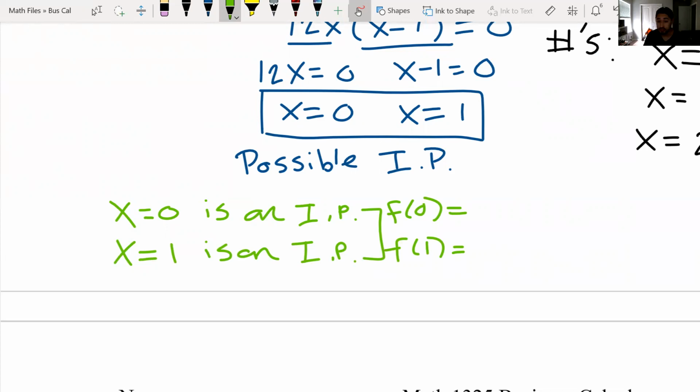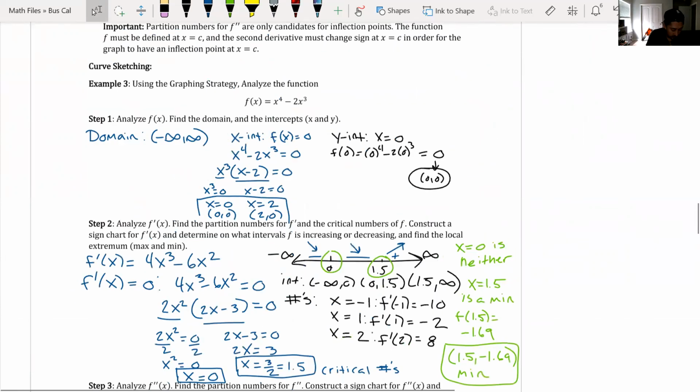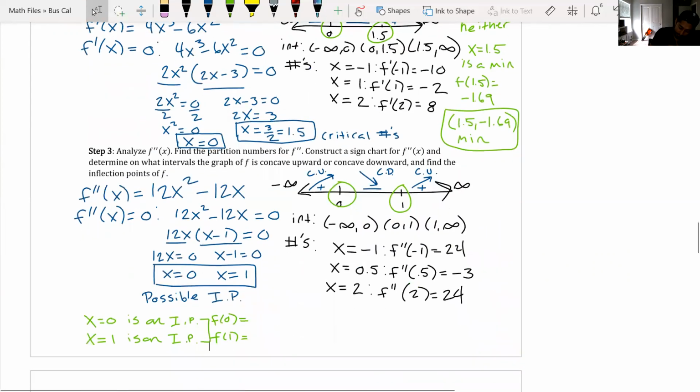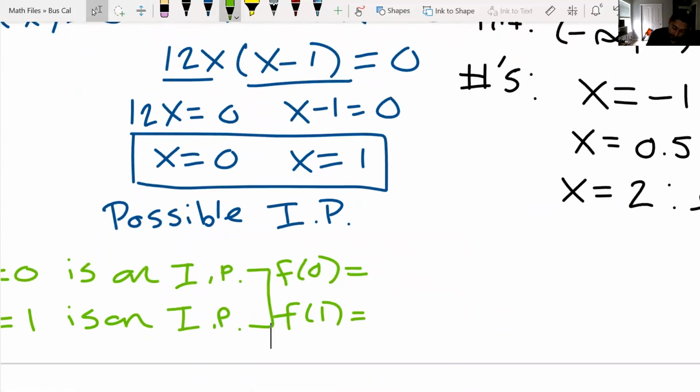Plug into the original function. So what was my original function? There you are. X to the 4th minus 2x cubed. All right. Come back here, plugging them into the original.